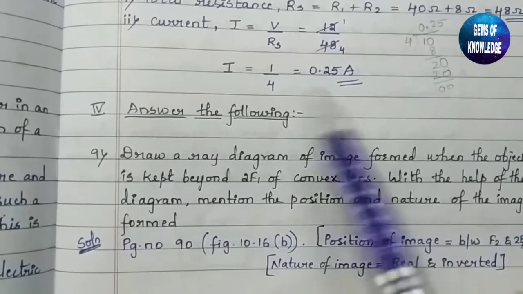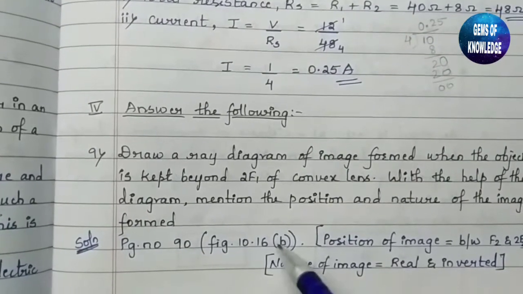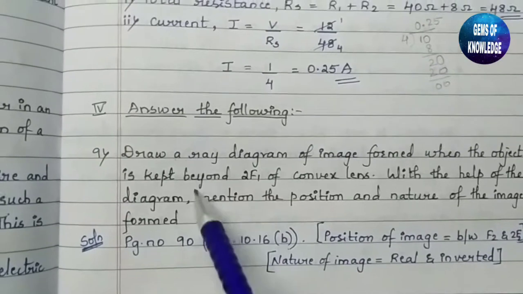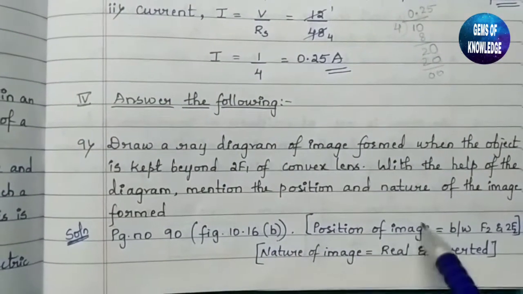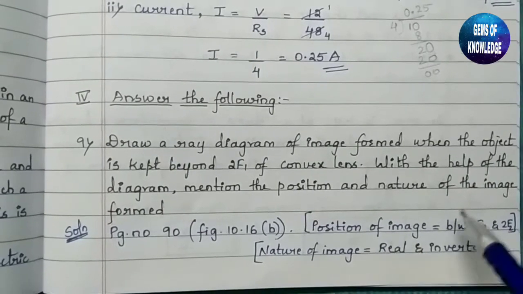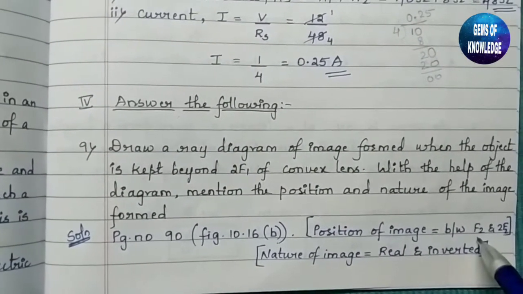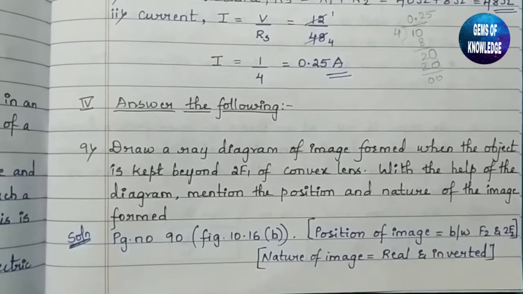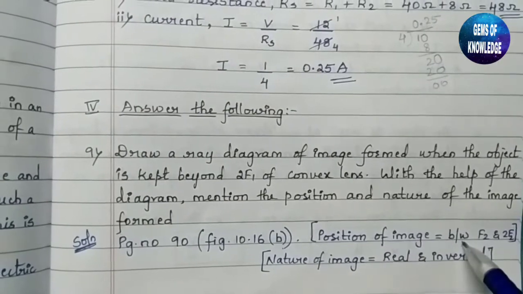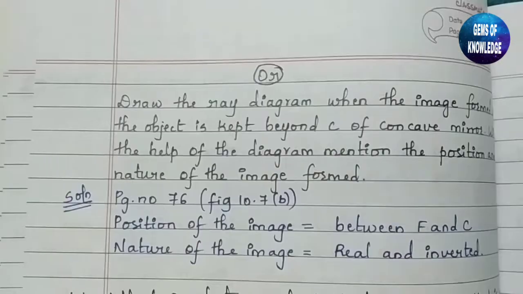Okay, so the diagram is present on page number 90, that is figure 10.16. In that, B1 is your required figure here, and the position where your image is formed is between F2 and 2F2. Similarly, the nature of the image is real and inverted.